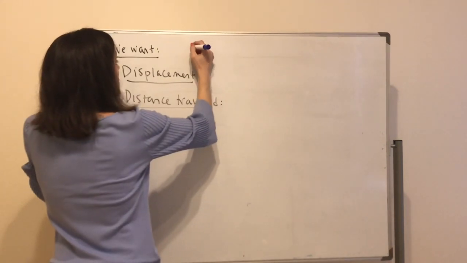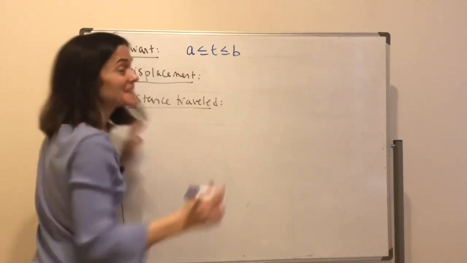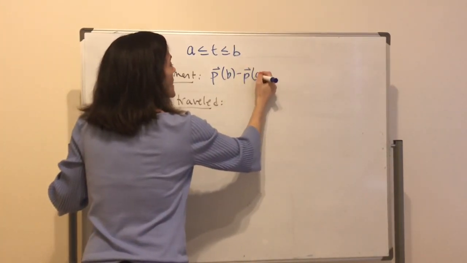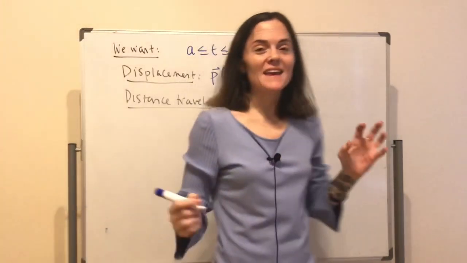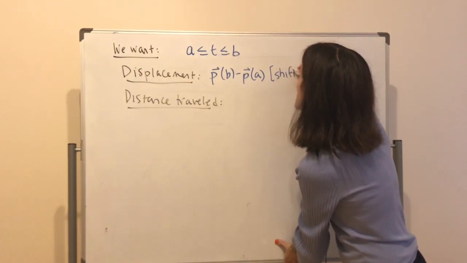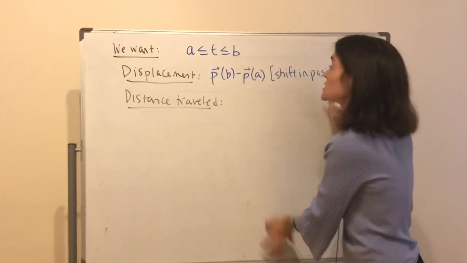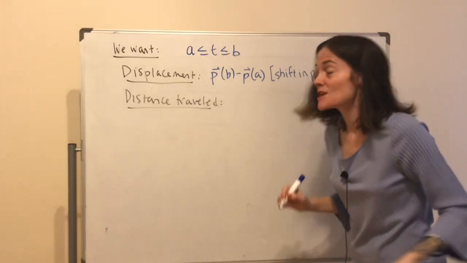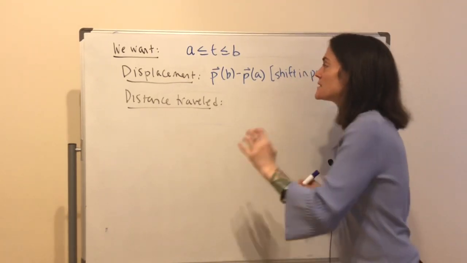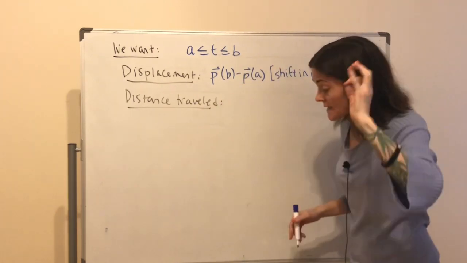So for, let's say, A less than or equal to T less than or equal to B, the displacement will still be P of B minus P of A. Okay, it will still be a shift in position from the final position, or the position at time B, minus the position at time A. However, this is a vector, because look, this is a vector, this is a vector. You take the difference, it's a vector.